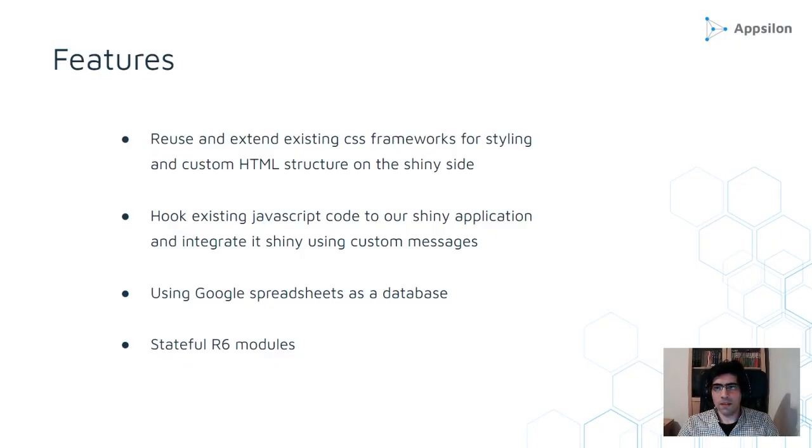So some of the features that I believe are quite interesting when it comes to Shiny Decisions. I reused and extended a lot of existing CSS frameworks for styling. I also created a lot of custom HTML structure related to those frameworks. I also did a lot of work with hooking existing JavaScript code for some of the behavior, and I managed to integrate it with Shiny using custom messages. When it comes to the data, I'm using Google Spreadsheets as a database. This was actually quite interesting because it lets you see and manipulate the data even without having to rely on an actual database. And finally, a lot of the application is structured using R6 modules. This was quite nice when it comes to reusing and modularizing the code as much as possible.